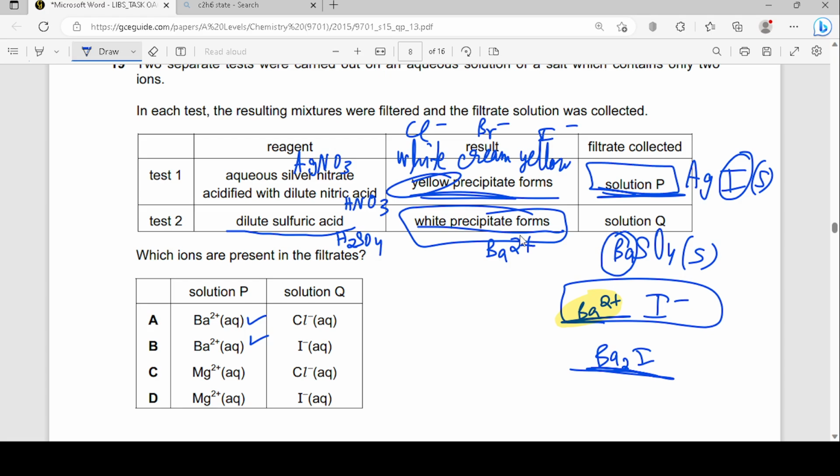Then for solution Q, you got BaSO4 solid, right? So Ba2 plus reacted, which means you have I minus left in the solution, which is in the filtrate. So as it's in the solution, I minus is going to be solution Q, right? So then the answer is going to be B.